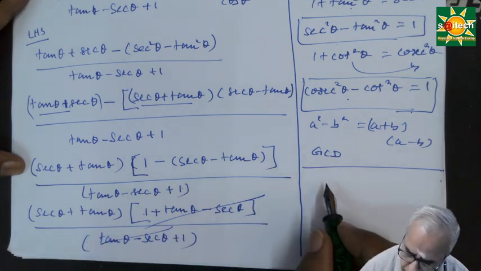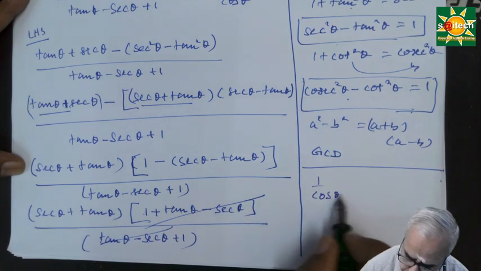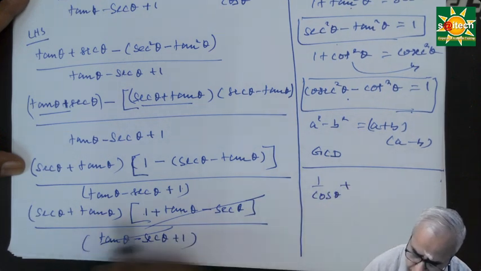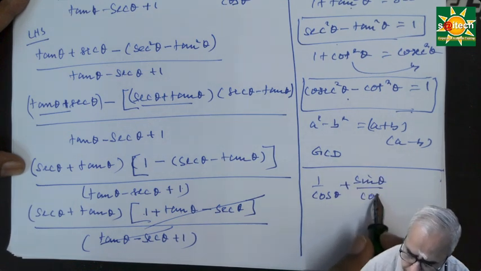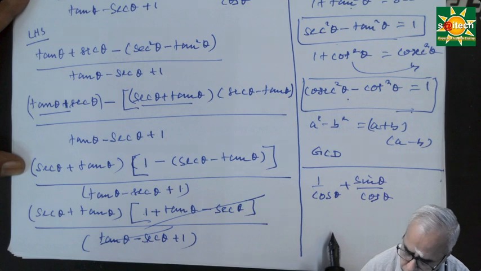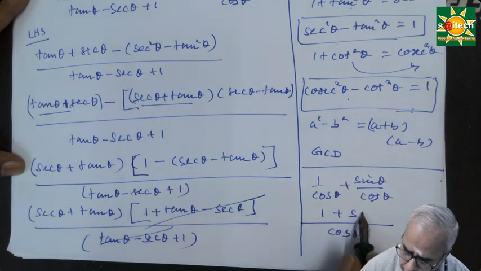That can be written as, what is secant theta? 1 by cos theta. Got it? Plus, what about tan theta? Sin theta by cos theta. Now we can take LCM. So cos theta is the LCM. Now 1 plus sin theta, and that is RHS. Hence the proof. Got it?